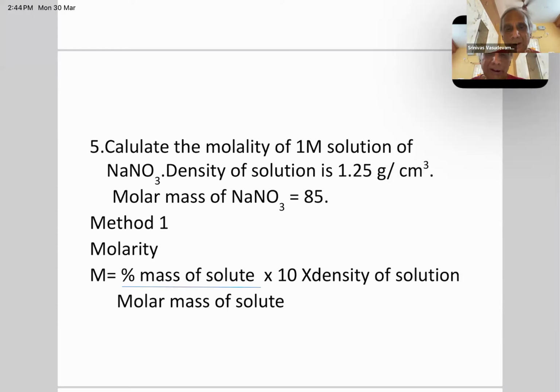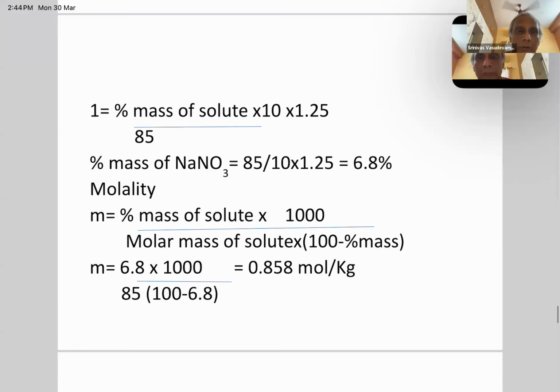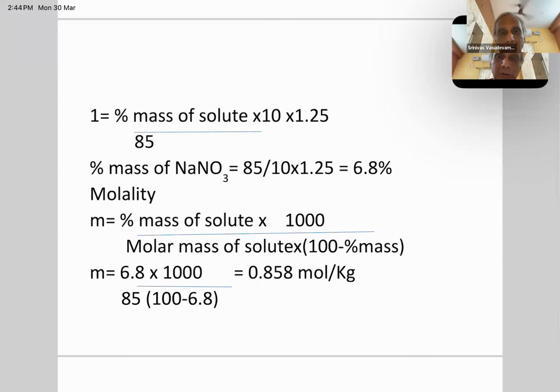Molarity equal to percentage mass by molecular mass into 10 into density. Molecular mass is known to me, density is known to me. Molarity is given 1 molar. So I find out the percentage mass of solute. 1 is equal to percentage mass of solute by 85 into 10 into 1.25. Percentage mass I calculate, it is 6.8%.